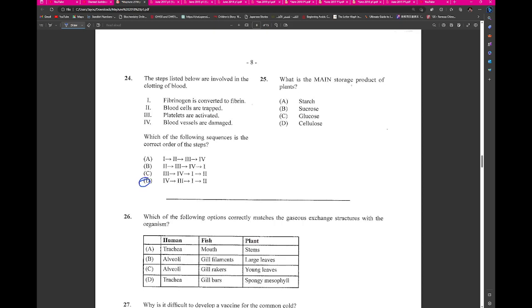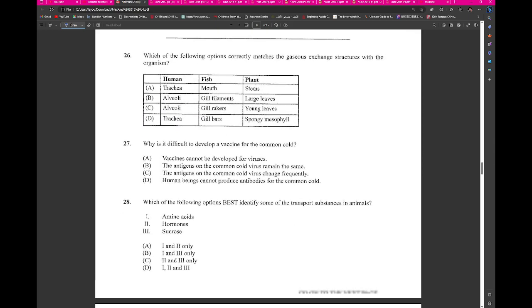What is the main storage product of the plant? B. Starch. They store energy as starch. Why is it difficult to develop a vaccine for the common cold? Because the virus changes frequently.